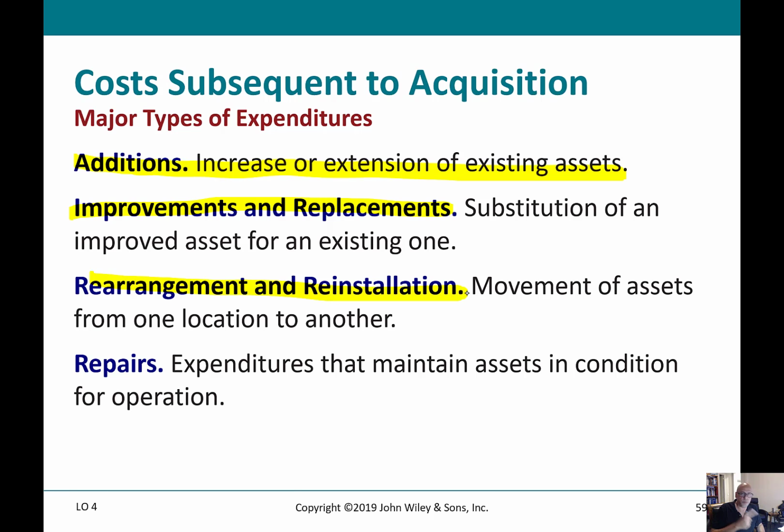Okay, rearrangement, reinstallation. We're going to move it from one location to another. We're going to move it around the factory. Capitalize that. Repairs are expenditures that maintain the asset in a condition for operation. Again, changing the oil, you don't capitalize that. You would expense that.